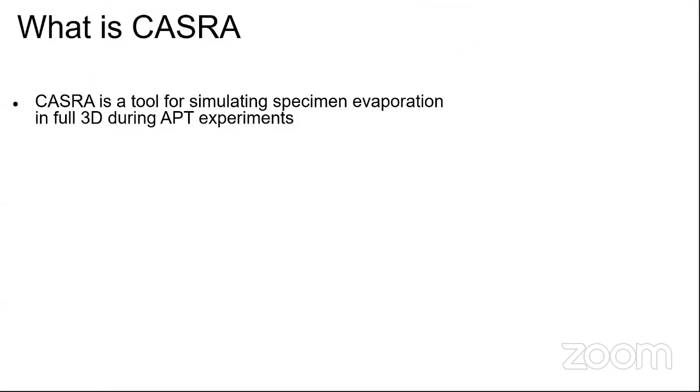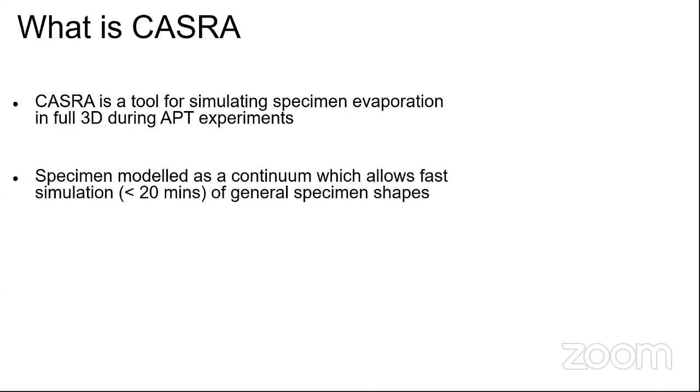So yeah, Cassra is a tool for simulating specimen evaporation in full 3D during atom probe experiments. Because they're basically modeling the tip as a continuum rather than at an atomic level, these simulations are quite fast. They're under 20 minutes on a standard laptop.